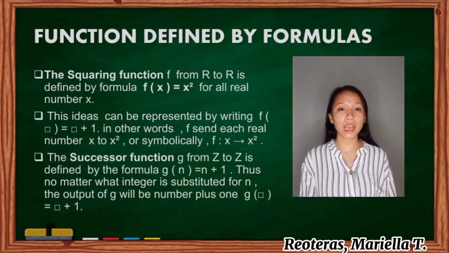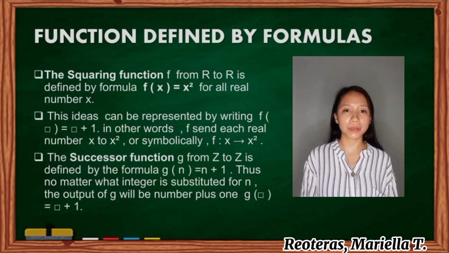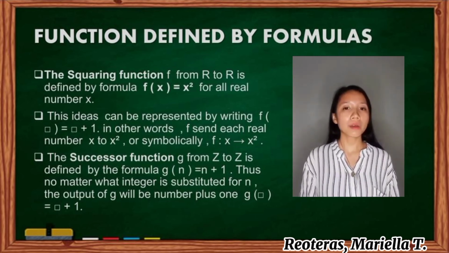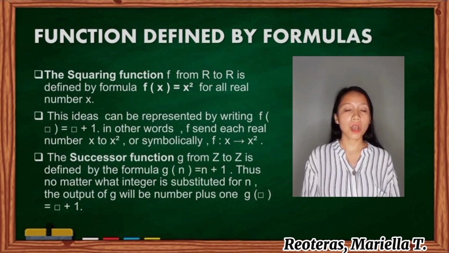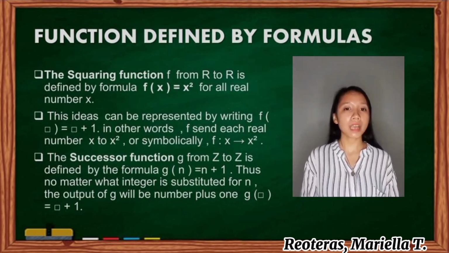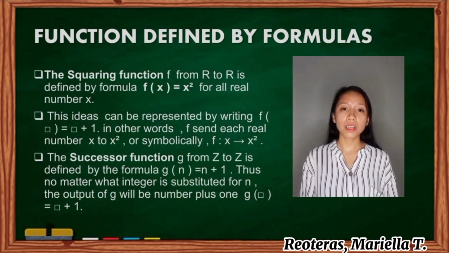Functions defined by formulas. The squaring function f from R to R, where the symbol R is the set of the real numbers, is defined by the formula f of x equals x squared for all real numbers x. This idea can be represented by writing f of blank equals blank squared. In other words, f sends x to x squared, f colon x maps to x squared.